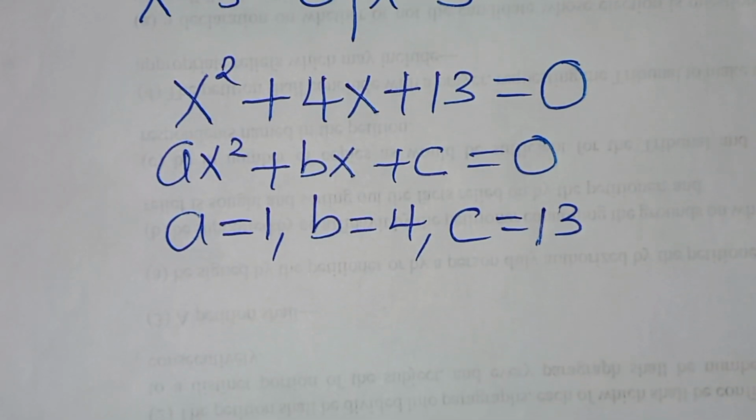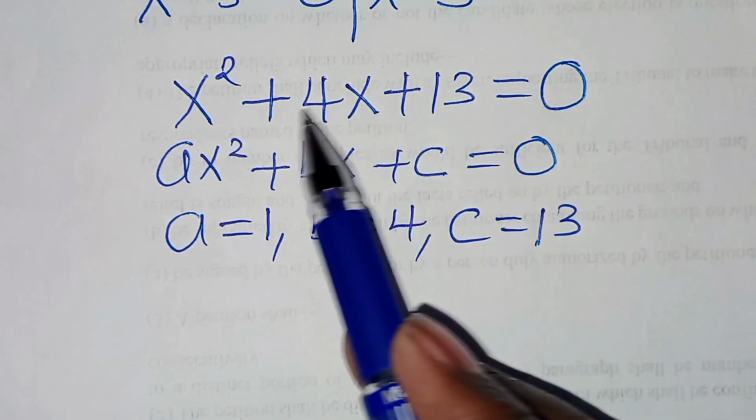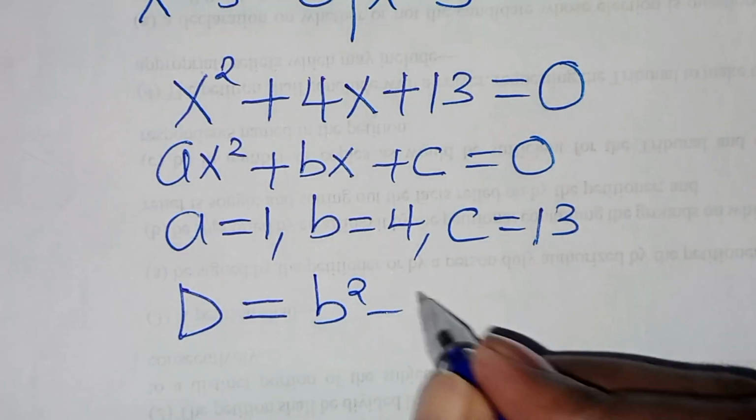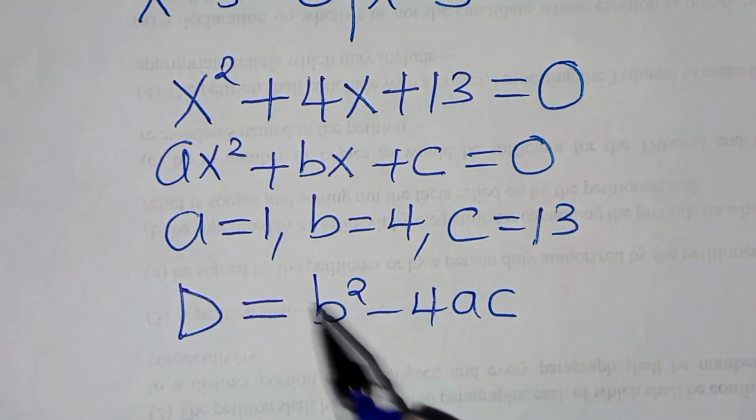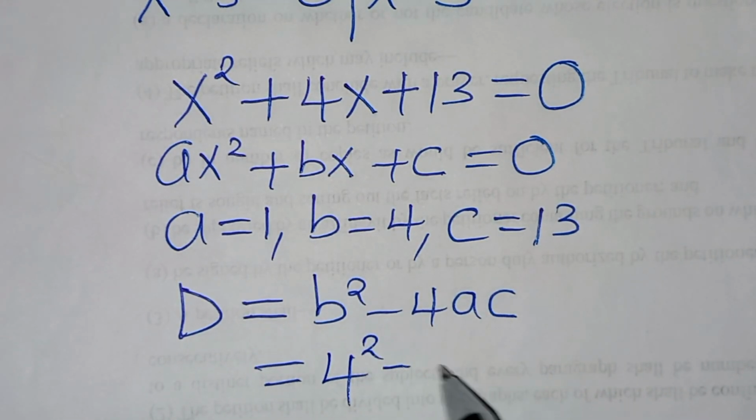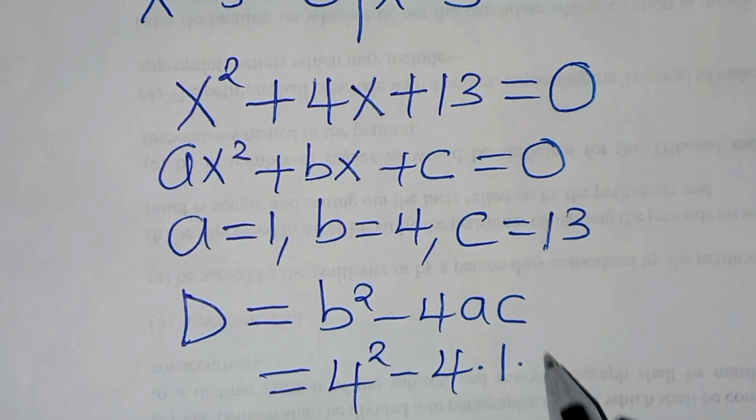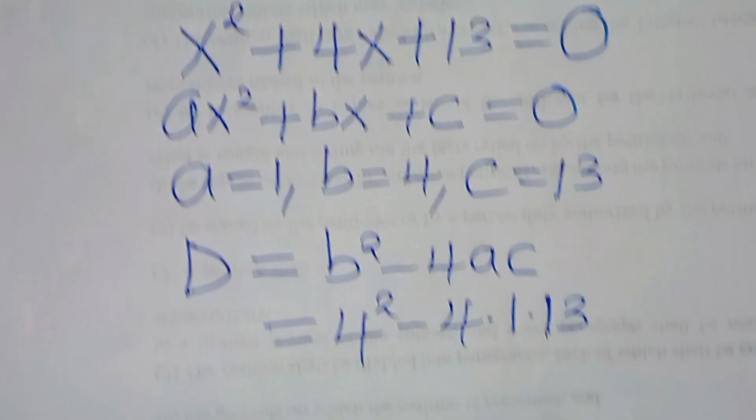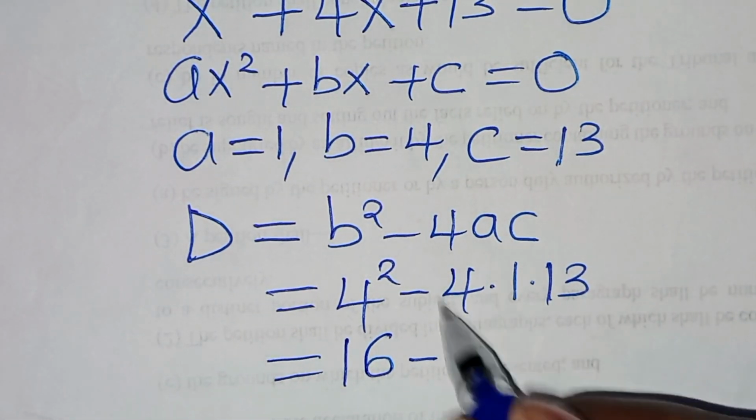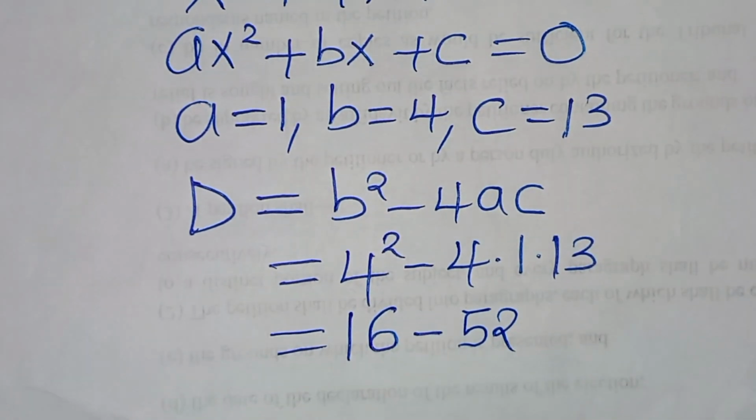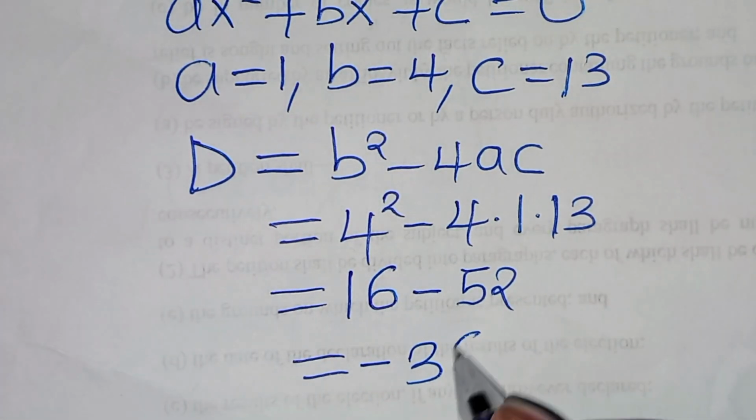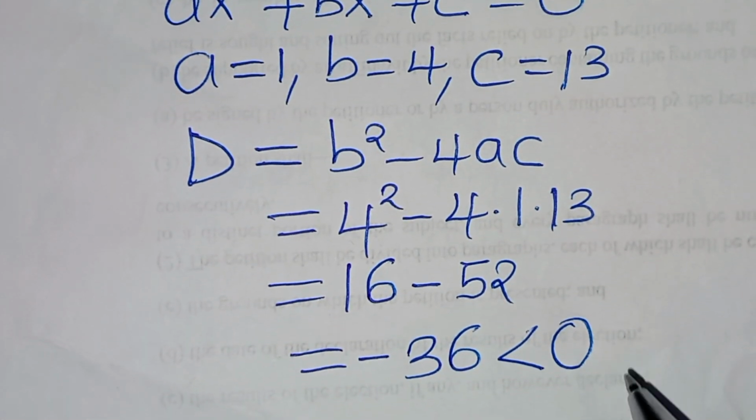So the next step here, let's assess the nature of this quadratic equation by determining the discriminant value, which is b squared minus 4 times a times c. So let's substitute the values of a, b, and c. So we have 4 squared minus 4 times a, which is 1, times c, which is 13. So here we have 4 squared, which is 16, minus 13 times 4, which is 52. So 16 minus 52, this is equal to minus 36, which is less than 0.